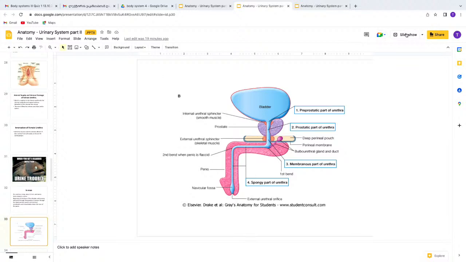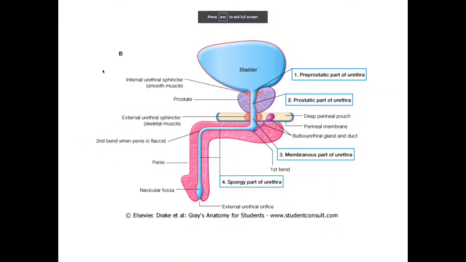I hope you will see it better if I do like that, right? So here is our bladder, and after the bladder we have first the pre-prostatic part of the urethra. When it is entering the prostate, we have the prostatic part of the urethra. After that, we have the membranous part of the urethra. And here the bulbourethral gland duct opens into the membranous part. After that, we have the spongy part of the urethra. And till the end, it is spongy part, and it opens at the external urethral orifice.